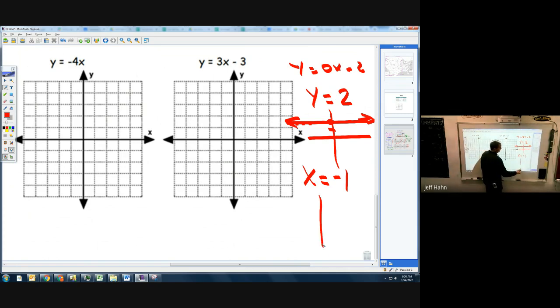Whereas x equals -1, what's the graph of that look like? Frankie? Straight line down. Yeah, here at where x is -1, it's an up and down line like this. X equal lines are vertical lines, y equal lines are horizontal lines.